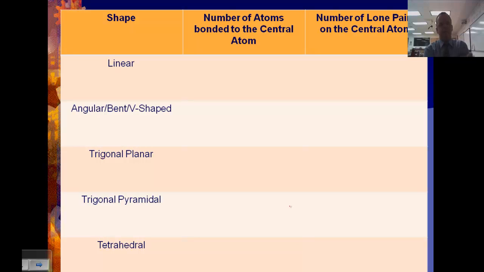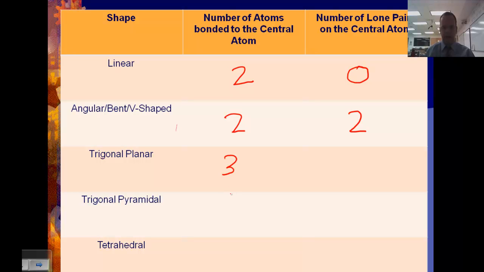We have our 5 shapes, and the key thing that's going to differentiate each of these shapes is the number of atoms that are bonded to the central atom and the number of lone pairs that are on the central atom. So for example, in a linear molecule, we have 2 atoms bonded to the central atom and no lone pairs. The difference for this is that an angular, bent, or V-shaped molecule, you see all 3 names, has 2 things bonded to the central atom, but 2 lone pairs.